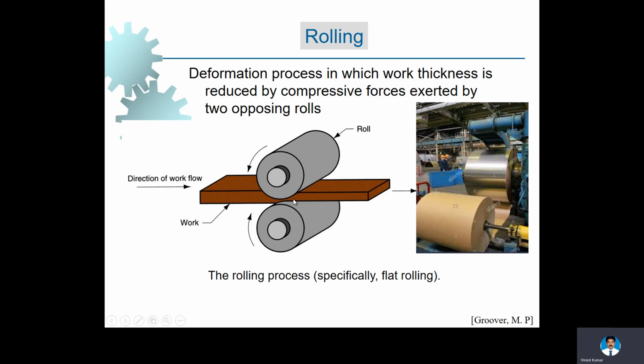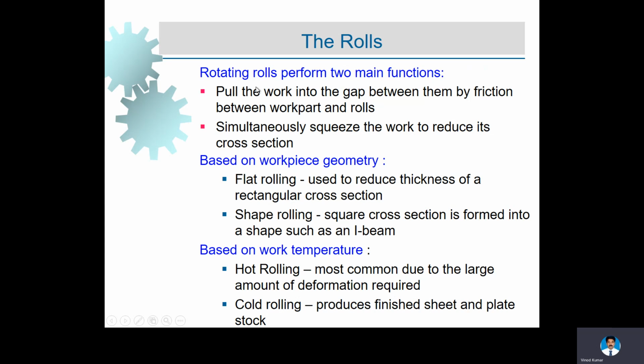So the stress induced is compressive stress. It can be done either in cold condition or in hot condition. You can see different rolls here. These are widely used in industries to produce several parts. Now, the rotating rolls perform two main functions. These rolls are used for inducing friction on the work part, and this will pull the work into the gap between them by friction. Simultaneously, it will squeeze the work to reduce its cross section.